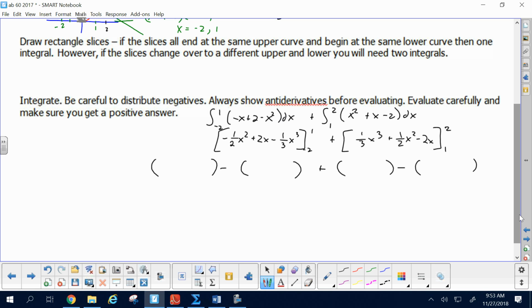So when I put in a 1, I get -1/2 plus 2 minus 1/3. Now I'm going to plug in -2. I get -4/2 minus 4 plus 8/3. Check. When I plug in 2, I get 8/3 plus 4/2 minus 4. And when I plug in 1, I get 1/3 plus 1/2 minus 2.